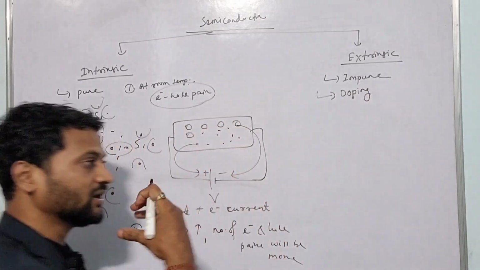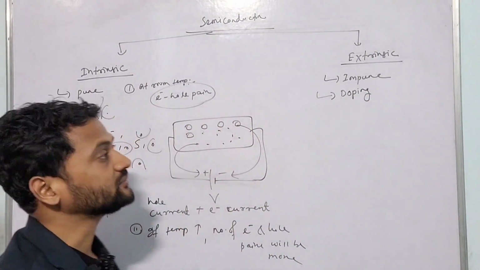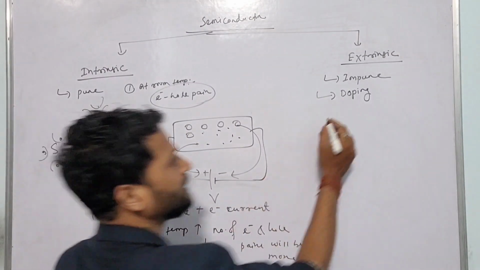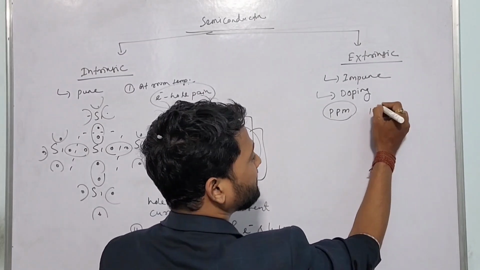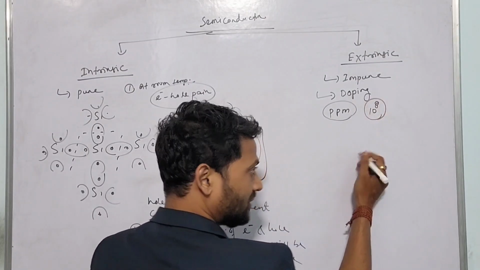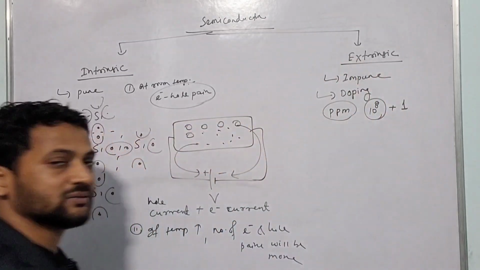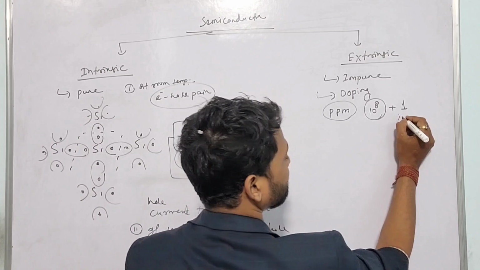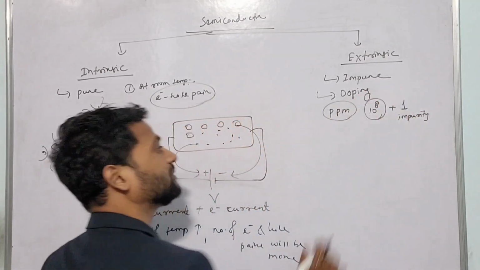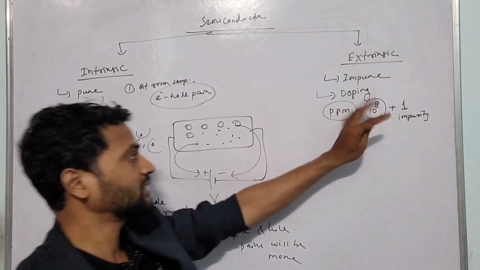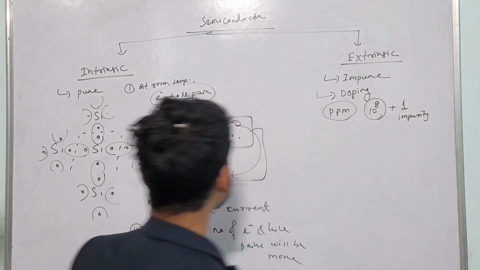Doping is a process by which impurities are doped into an intrinsic semiconductor, and the doping ratio is in terms of ppm, parts per million, like 10 to the power 8 tetravalent atoms plus 1 dopant, or 1 impurity. That is, 1 impurity to 10 to the power 8 primary or tetravalent atoms. So that is doping.